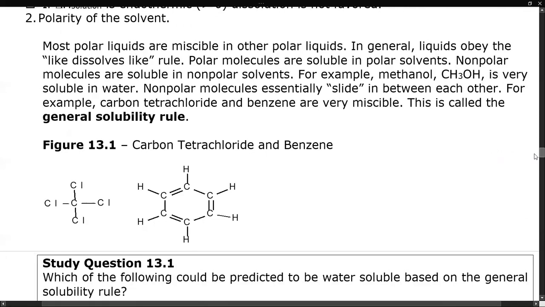We call that the general solubility rule, so that like dissolves like. Many ionic solids and your polar compounds will dissolve in a polar liquid like water. Pay attention to the salt solubility rules from chapter 4. Nonpolar things tend to dissolve in nonpolar things, as you might imagine.